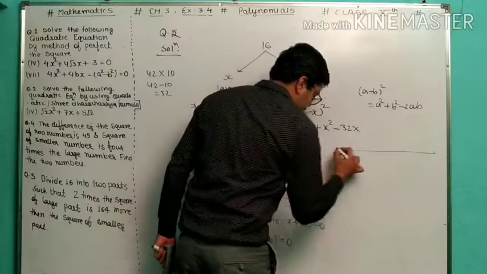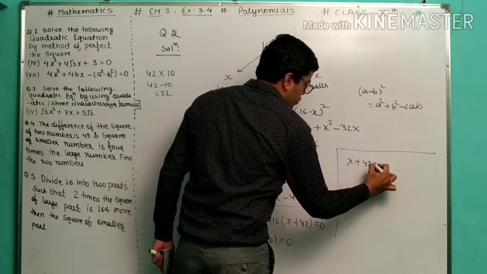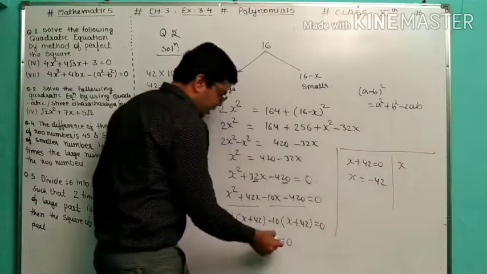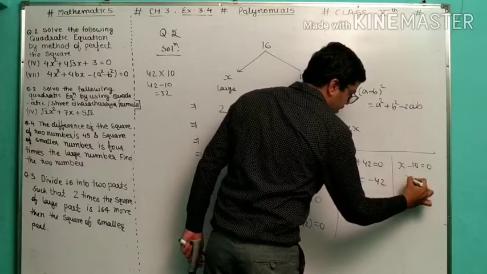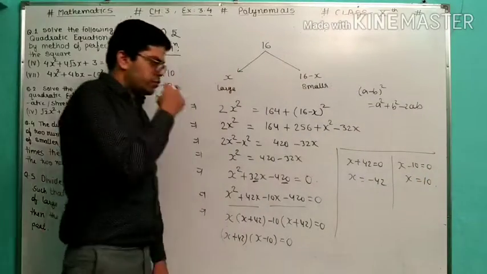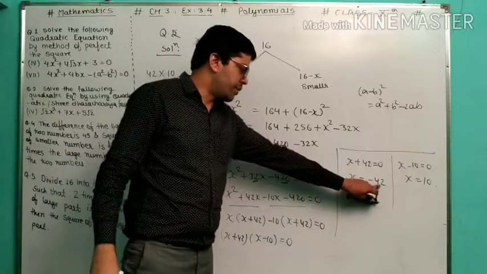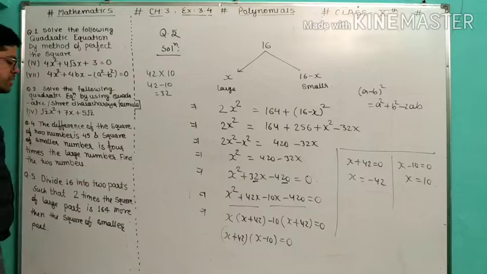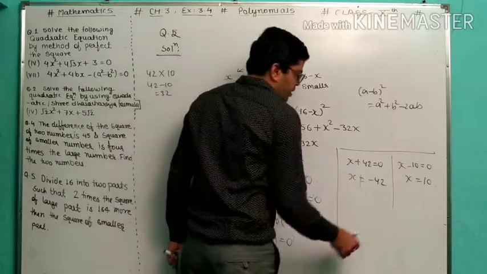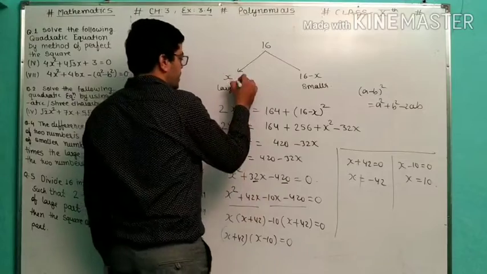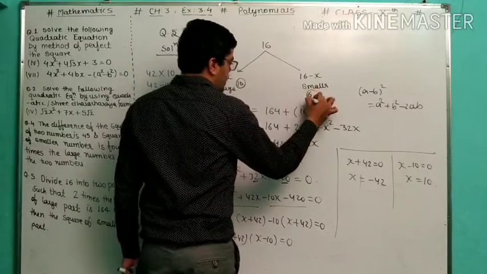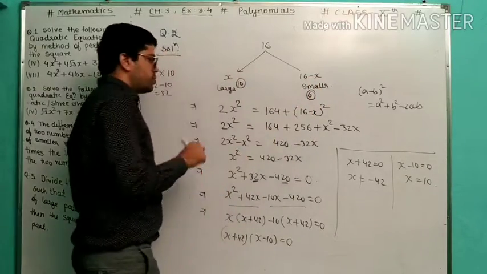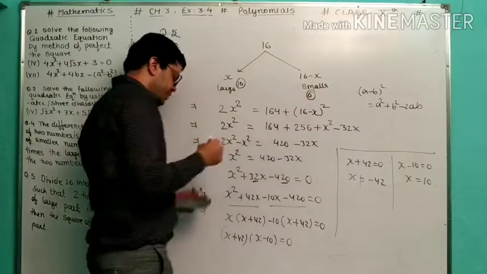So separately, x plus 42 is equal to 0, so x is equal to minus 42, and x minus 10 is equal to 0, so x is equal to 10. So this is very simple. Two zeros we got: the value of x is minus 42, and the value of x is 10. What we want is to divide 16 into two parts, so the value minus 42 is not going to be considered. Only this value is going to be considered. So if x is 10, the larger part is 10 and the smaller part is 6. How? x is 10, so 16 minus 10 is 6. So we got the larger part as 10 and the smaller part as 6.